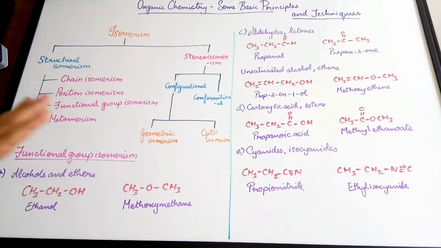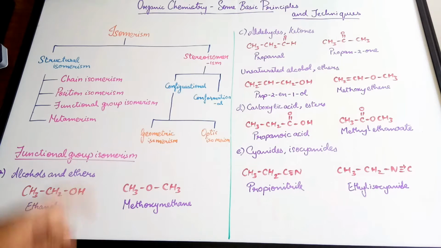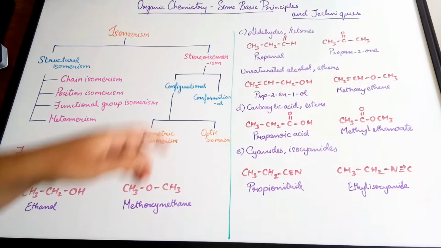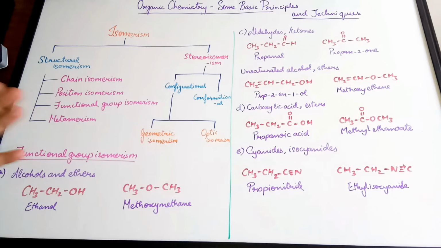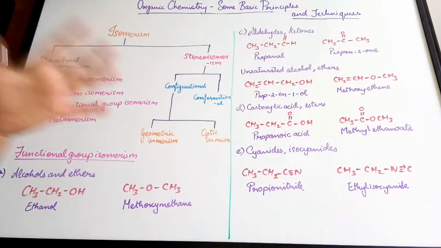Similarly, aldehydes and ketones also form functional group isomers. I think that should have been B. Okay, there's an issue with the numbering, but propanal and propan-2-one, both of them are isomers, and they vary with respect to the functional group, so they are functional group isomers.